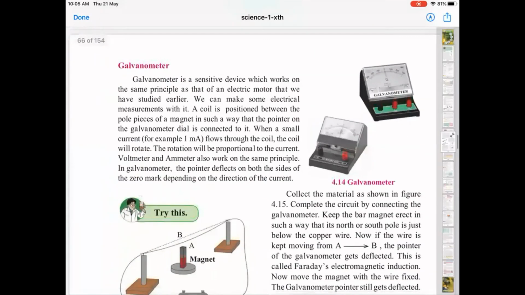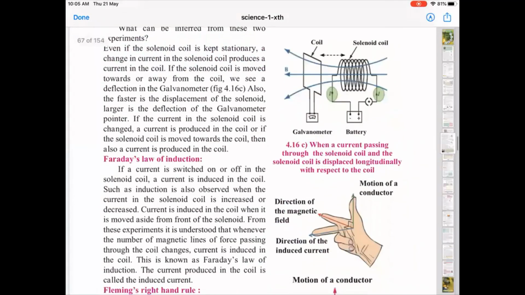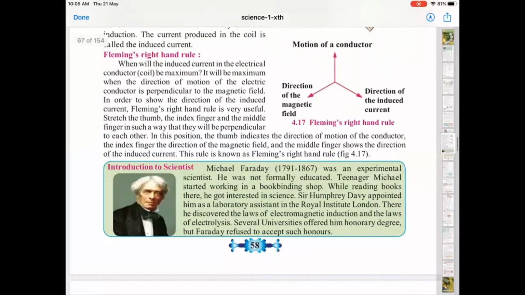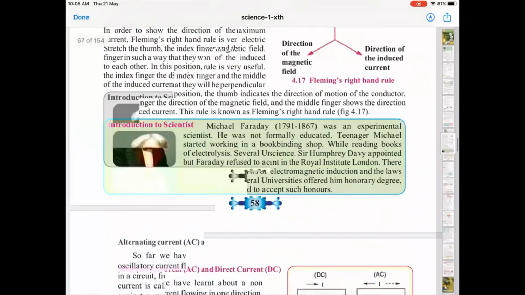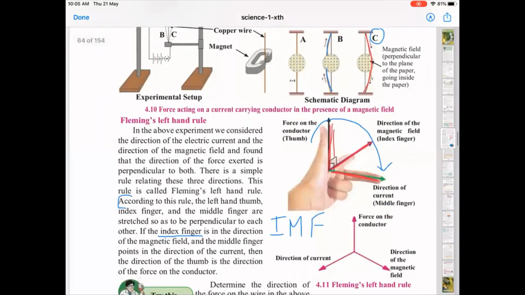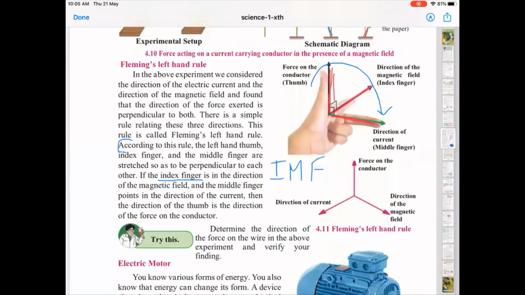Then a very little part of the topic is remaining, the right hand rule and the generator part. Before that we have to cover this left hand rule, because if you understand the left hand rule, then it is easy to understand the right hand rule. After you study the left hand rule, you have to study the right hand rule. And as I told you, once the left hand rule is perfect, then the right hand rule also will be easy, because the notations are the same, only the order is different.